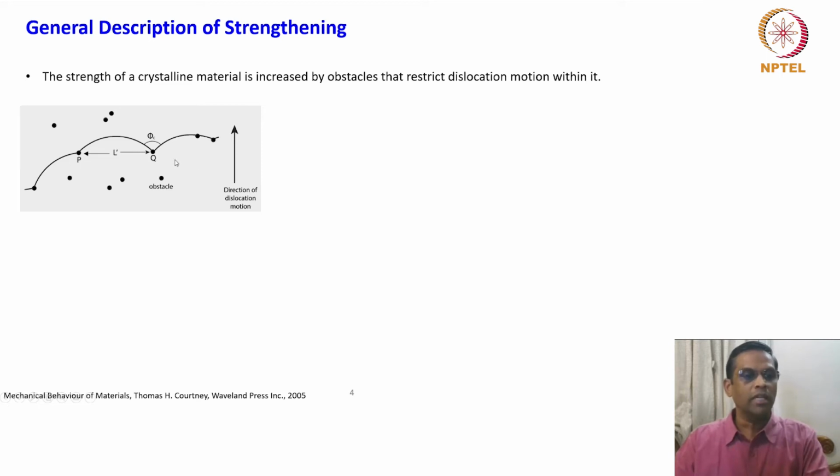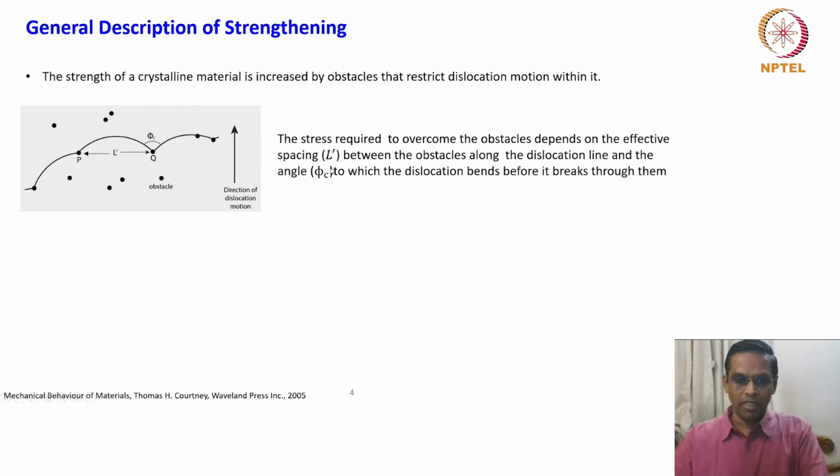And then what you are seeing here is these particles are trying to stop it. That's why the dislocation line is getting bent over here, and the angle between these two line tensions we call phi c, and then the distance between the two obstacles is L prime. Okay, so each particle in the matrix is considered as an obstacle here.